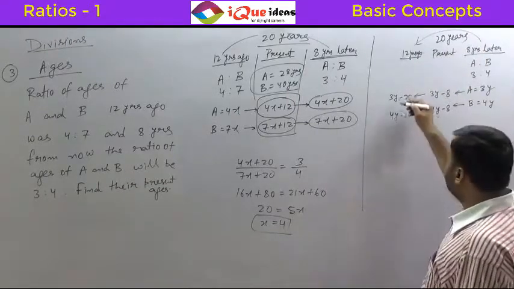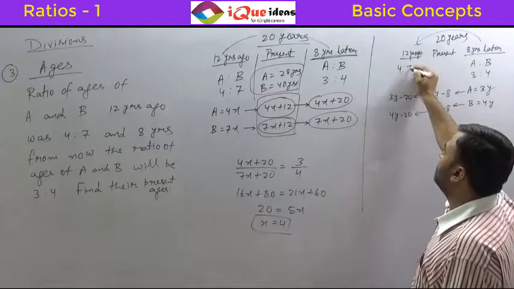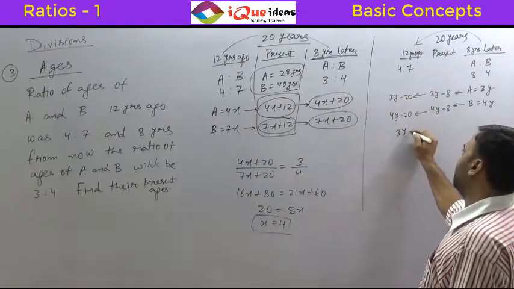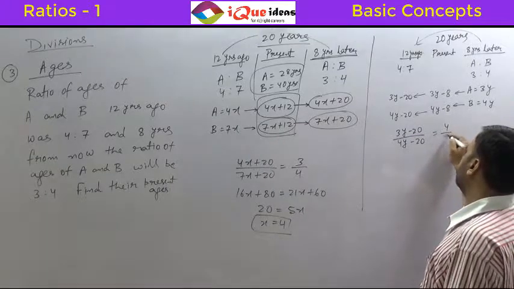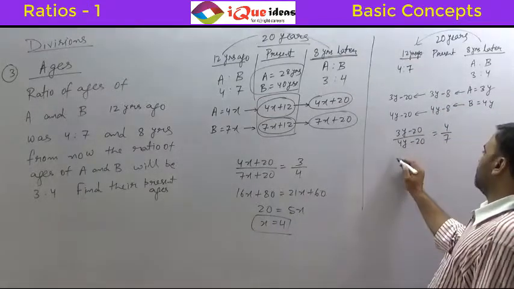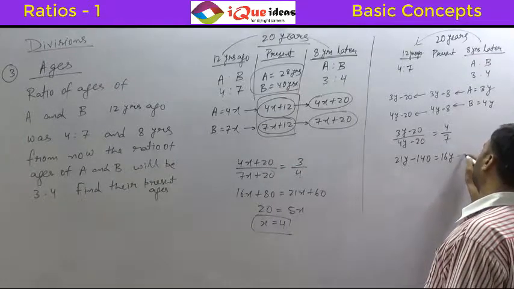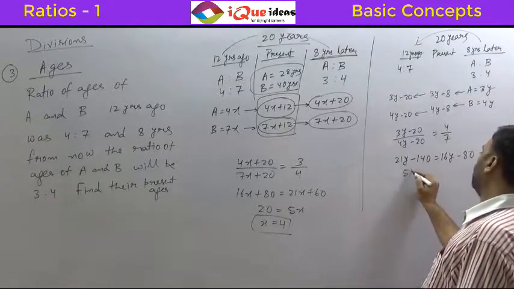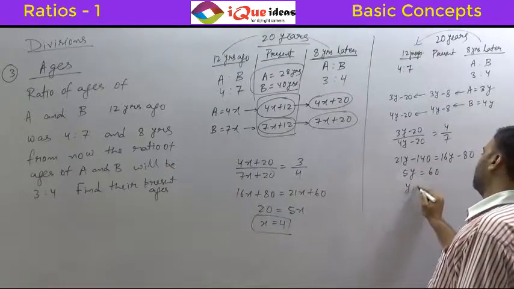Alright. Now the ratio of these two quantities was given as 4:7. So we can write (3y minus 20) upon (4y minus 20) equal to 4/7. Solve this and put the values of y here, you will get the same answer. So this comes out to be 7 into 3, 21y minus 140 is equal to 16y minus 80. So 5y is equal to 60. This 140 goes to the other side, y is equal to 12.